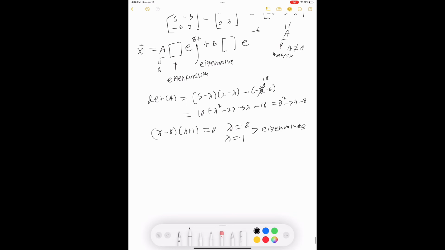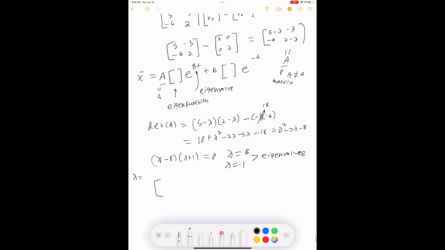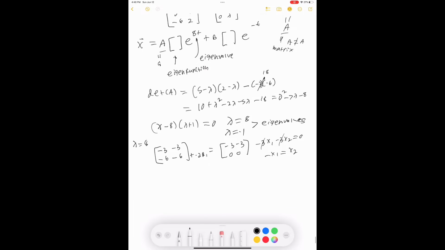So as you can see, I'm plugging in the eigenvalues into that expression there for what our functions are going to be. So first we're going to do lambda equals 8. 5 minus 8 is negative 3, and 2 minus 8 is going to be negative 6, right? So if we add negative 2 of that top row to the second row, we're going to get 0, 0 there. If we divide the top row by negative 3, we're going to get 1, 1. And what this matrix is really saying is that negative 3x1 minus 3x2 equals 0, or negative x1 equals x2. So if x1 equals 1, x2 is going to be equal to negative 1.